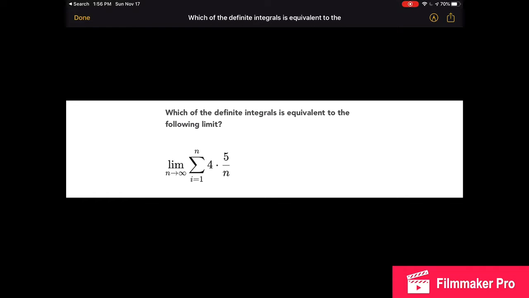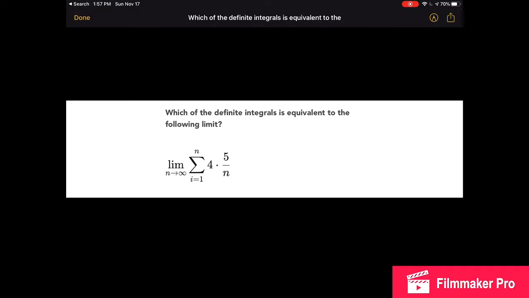Again, I'm recording over one of my own videos. Okay, this time we're given an infinite sum: the limit as n approaches infinity of the sum from i equals 1 to n of 4 times 5 over n. Well, the key is to always work with the definition.